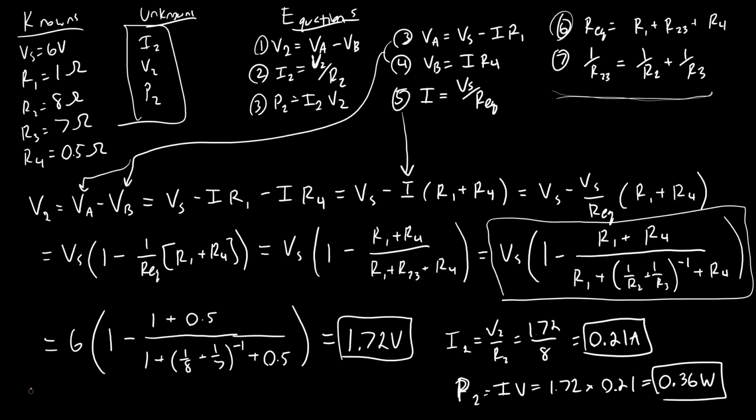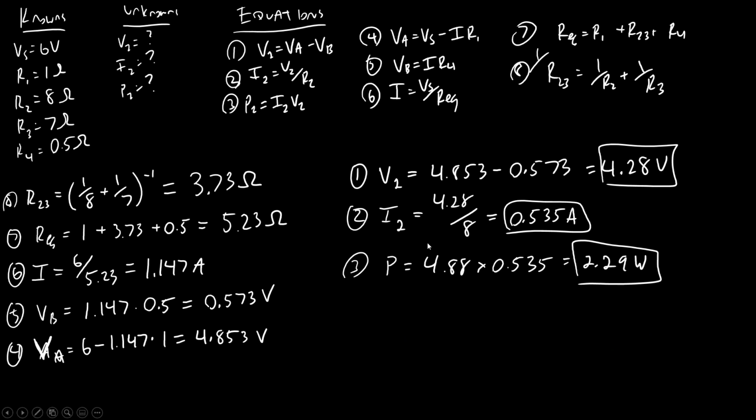And not to worry, I found a mistake. When I plugged this equation into my calculator earlier, I forgot this 1 minus. So I only calculated this fraction over here and then forgot to subtract it from 1, which resulted in this incorrect answer for V2, which then, of course, propagated on to incorrect answers for I2 and P2. When you remember this 1 minus term, then thankfully you get the same answer of 4.28 volts for V2. And then you'll go on to get the same answers for I2 and P2.